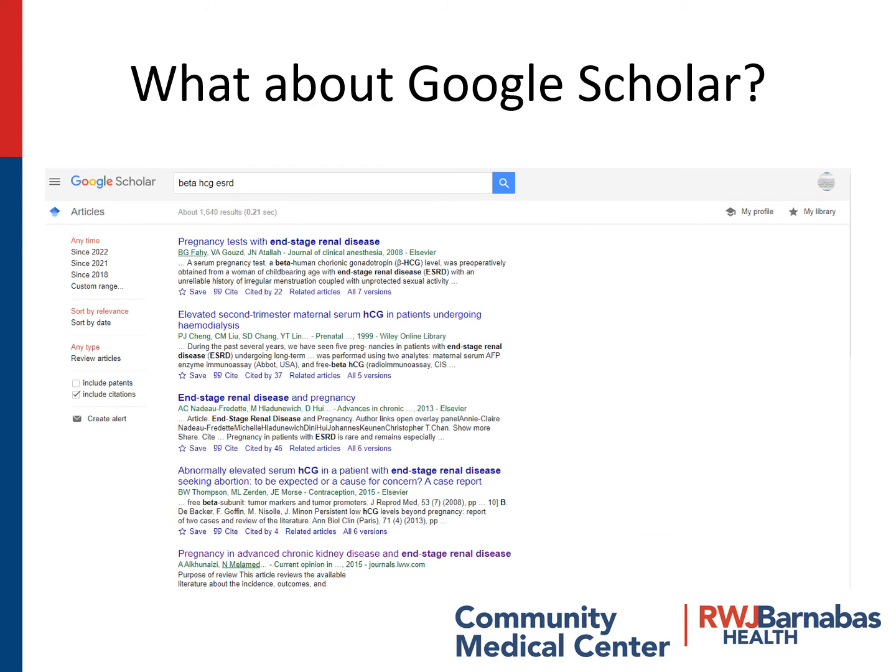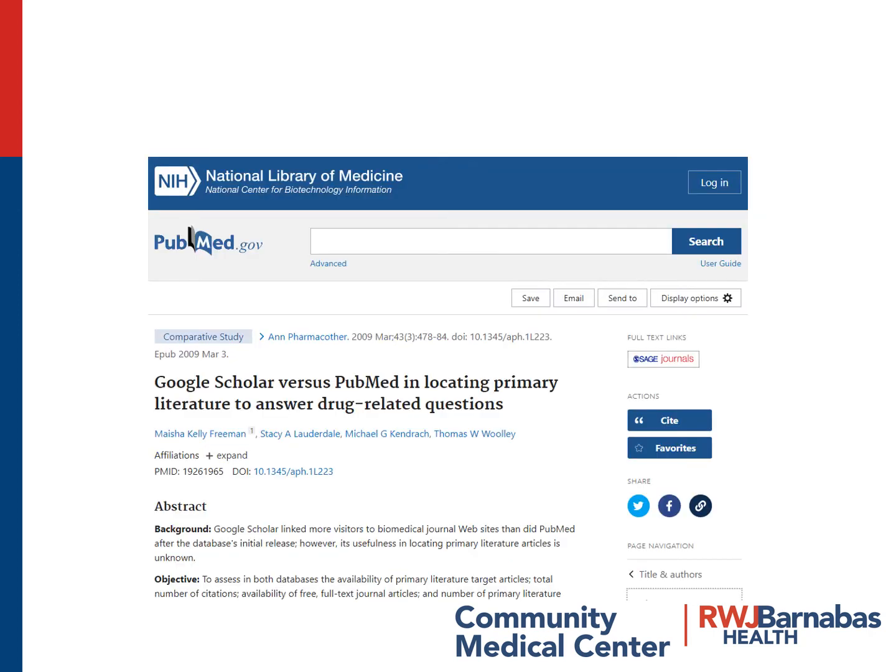Now, what about Google Scholar? Here's beta HCG ESRD, and a lot of the same papers show up when I do that. So is Google Scholar a good tool to use or not? I have some thoughts, but let's turn to science first.